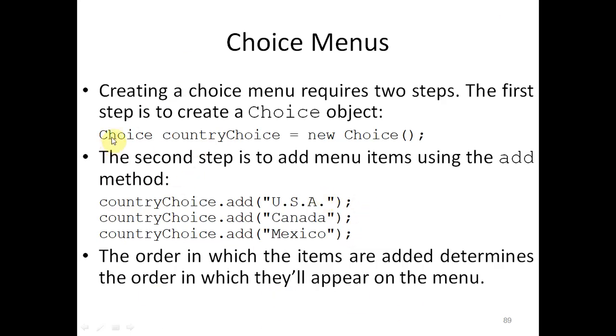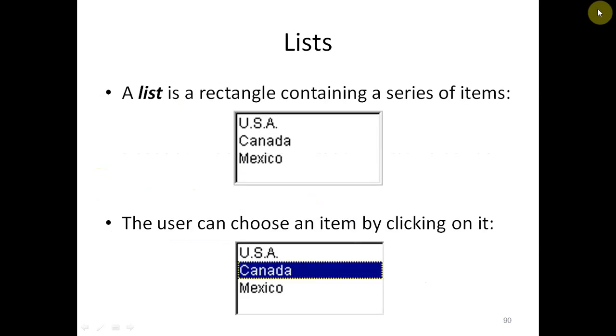So the Choice class, a predefined class, will be used for creating a combo box, and simply we have to write the function add. By this function we will add all the elements in the combo box, the Choice combo box. So this is the Choice combo box.